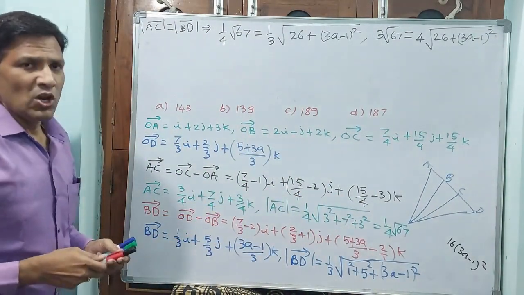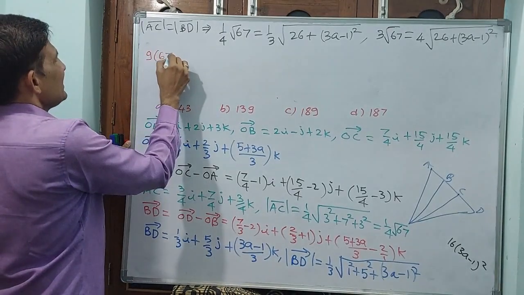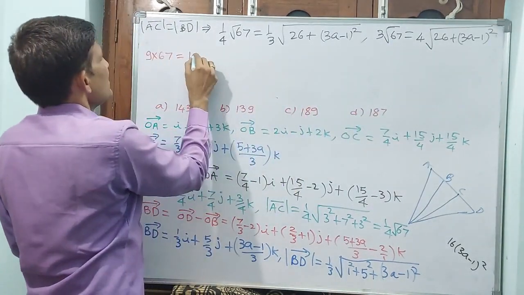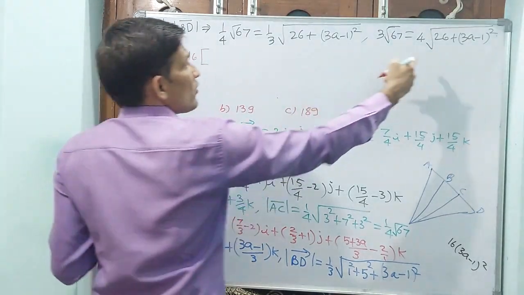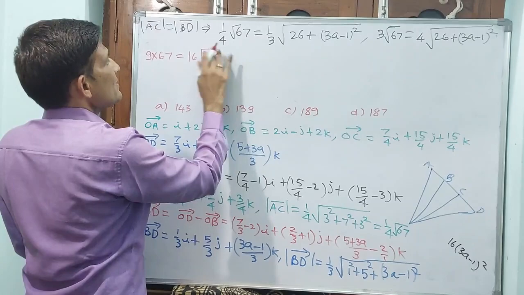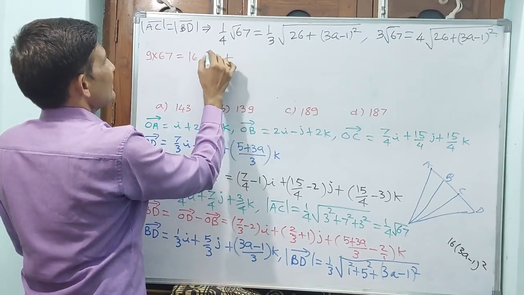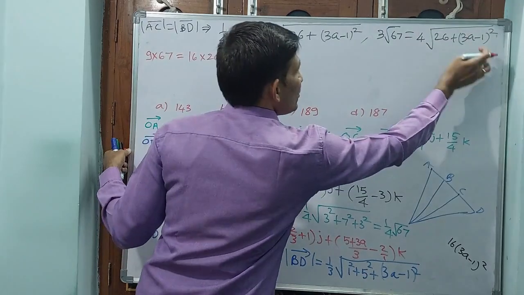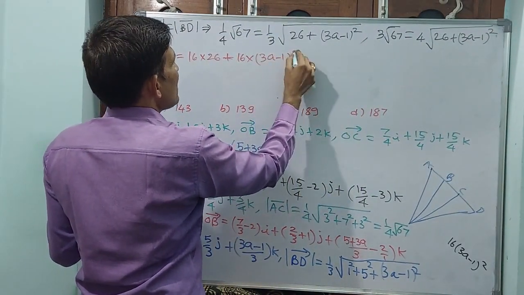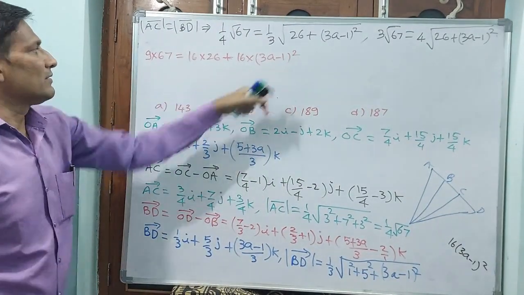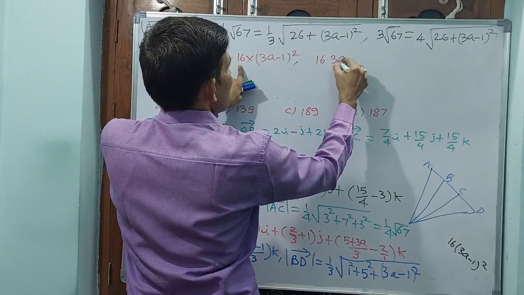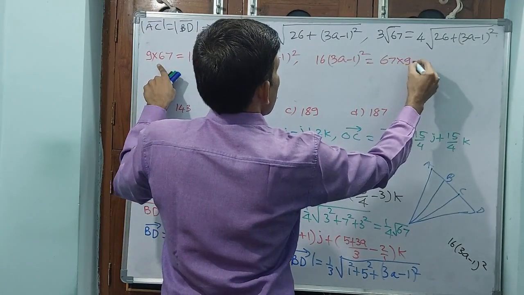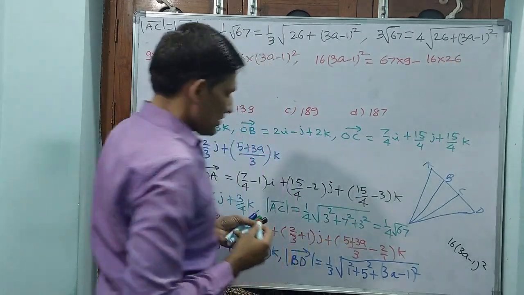Squaring on both sides, 9 into 67 is equal to 16 into 26 plus 16 into 3a minus 1 whole square, as the square root disappears. In the question they are asking 16 into 3a minus 1 whole square only. So 16 into 3a minus 1 whole square is equal to 67 into 9 minus 16 into 26. Now do that calculation.